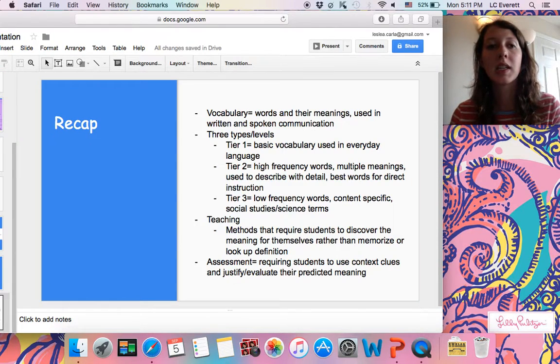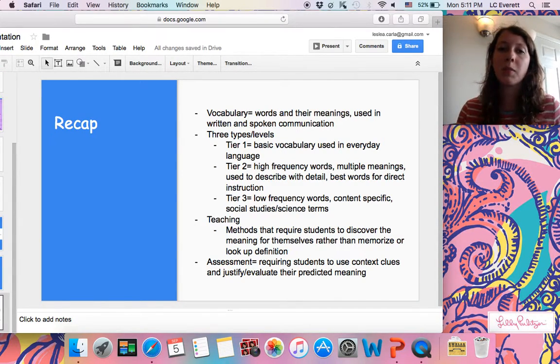And this is just a recap of all that we've talked about. Vocabulary is words and their meanings. Vocabulary is used in written and spoken communication. There are 3 types or levels of vocabulary. Tier 1 is your basic vocabulary used in everyday language, your simple words. Then Tier 2 is your high-frequency words with multiple meanings. They're used to describe detail. They're good for reading comprehension, the best words to use when you're doing direct instruction. And your Tier 3 words are low-frequency words, which are not used a whole lot. They're content-specific. Think your social studies and science terms.